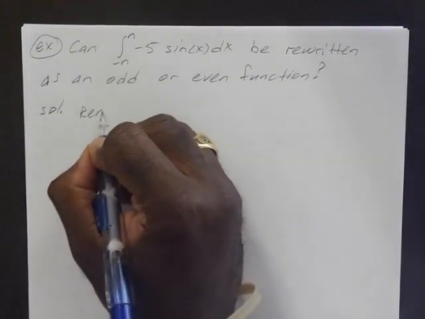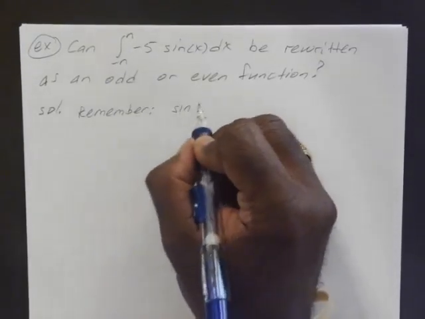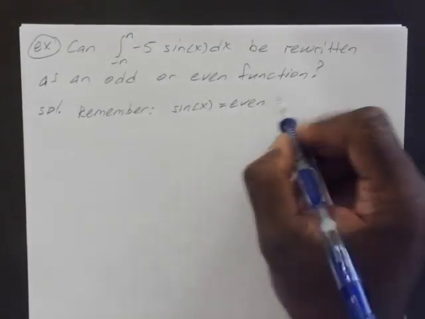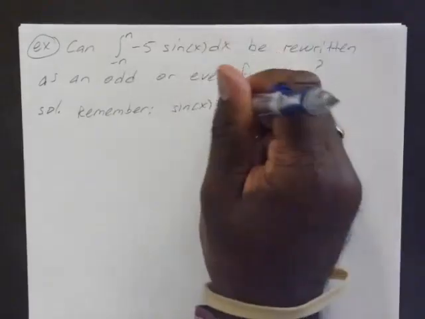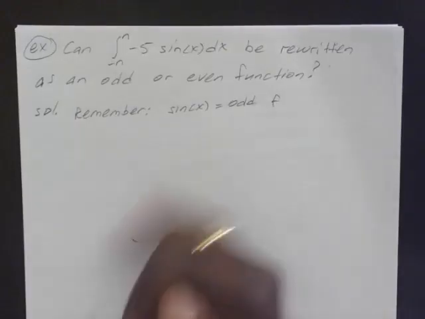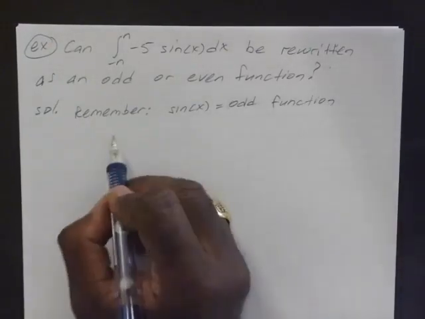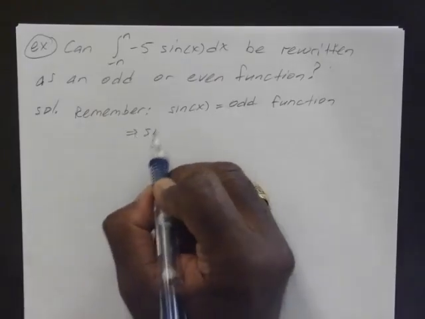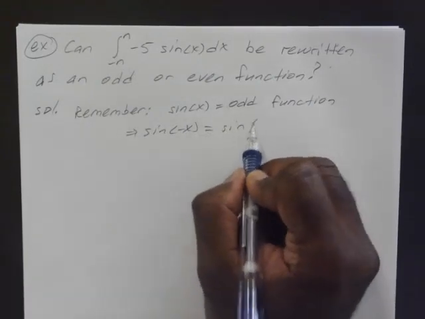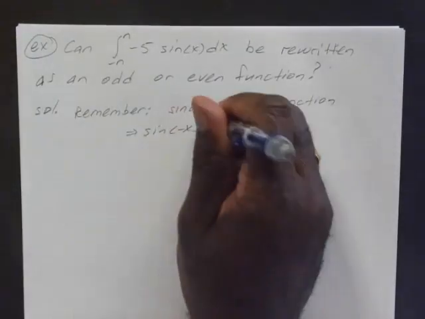Okay. So this one you want to remember that sine of x is an even function. I mean, not even, odd function. Thinking of cosine is an even function, sine is an odd function, which means that sine of negative x is equal to sine of x, negative, so times -1.